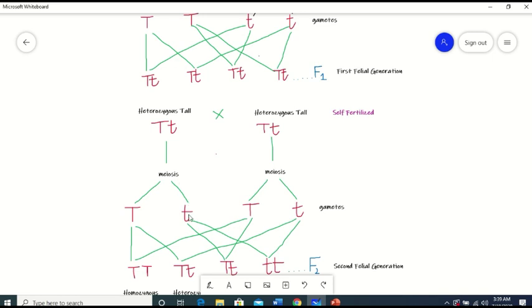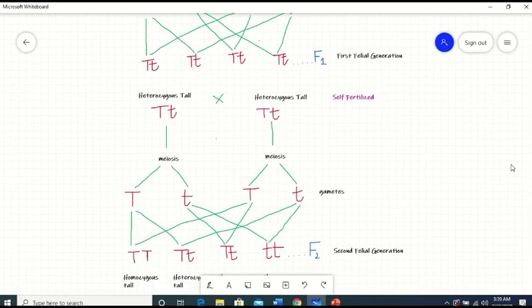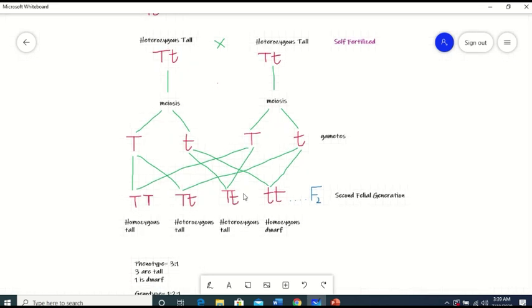After meiosis, gametes are produced. This capital T from here, this small t from here, this capital T from here, and this small t from here. Then the gametes are crossed. First one with first one, first one with second one, second one with first one, second one with second one.